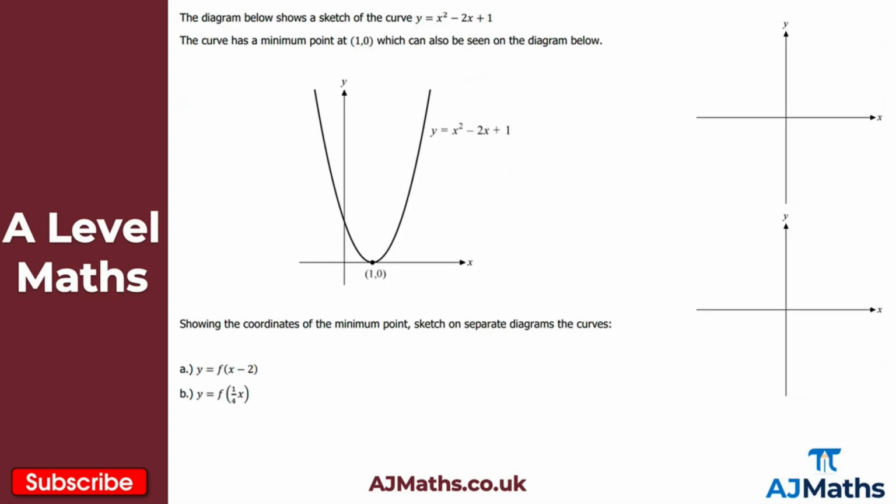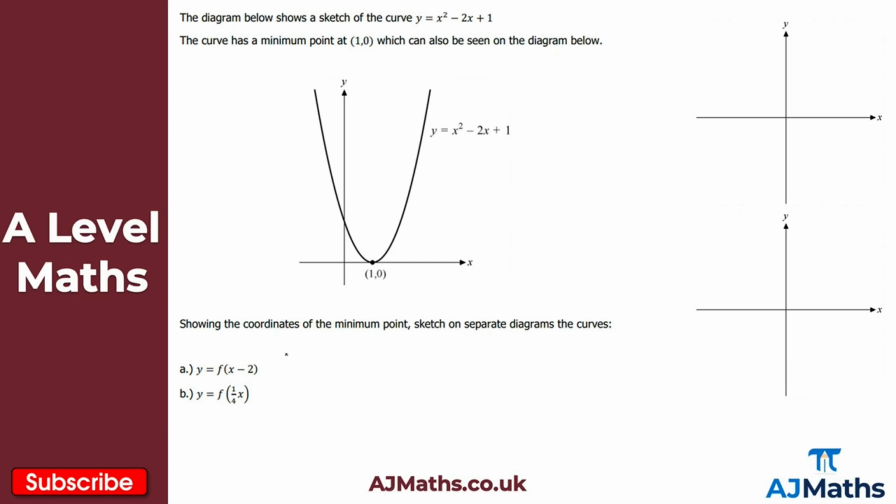For the next one here, it's very similar to the last one we've just done, but this time we actually need to sketch the curves. So what I've got is a quadratic, y equals x squared minus 2x plus 1. We have this minimum point here at 1, 0. And we need to now take into account these two curves. So I've got y equals f of x minus 2.